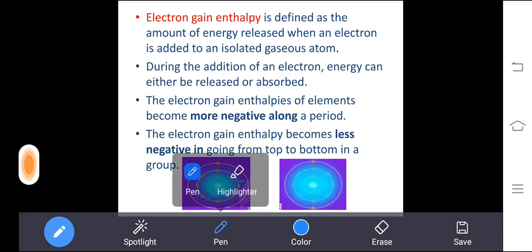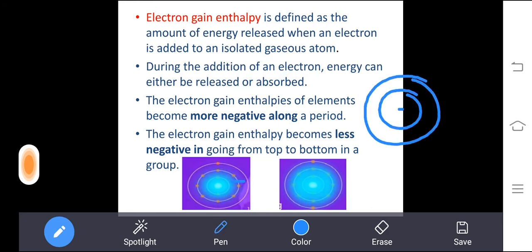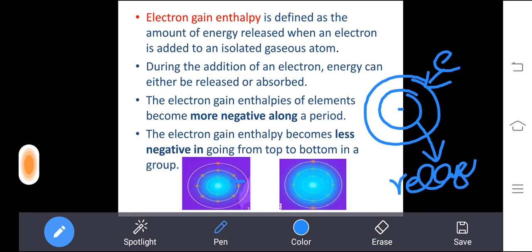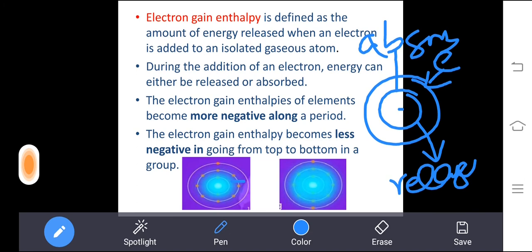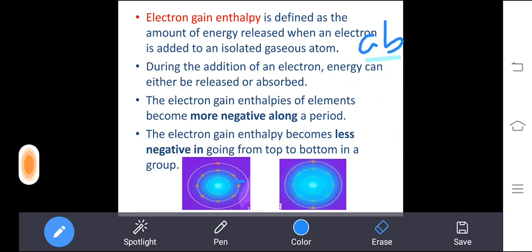So here we want to remember, there is a shell in an isolated gaseous atom. I am adding an electron. When I add the electron, two possibilities are there. It can release energy, or at the same time it can absorb energy. So when it releases, it is an exothermic reaction, and the electron gain enthalpy will have a negative value. When it absorbs energy, the electron gain enthalpy will become a positive value.